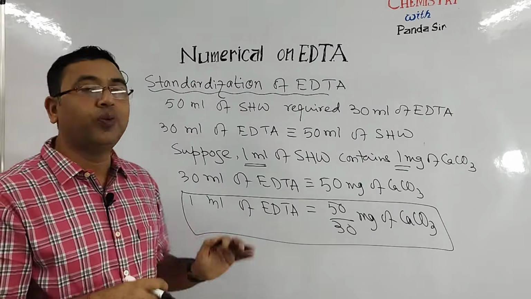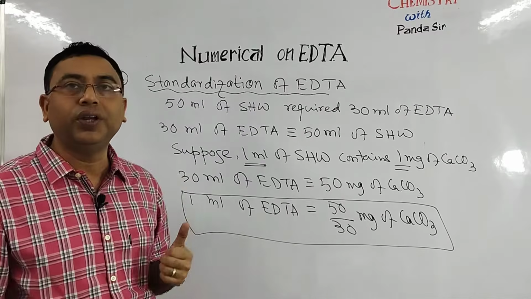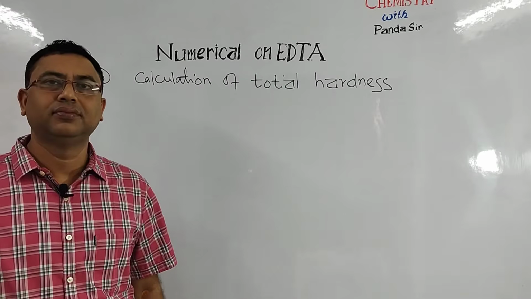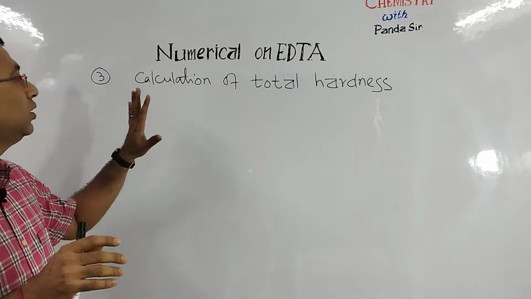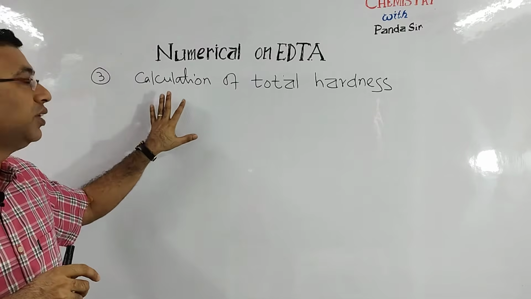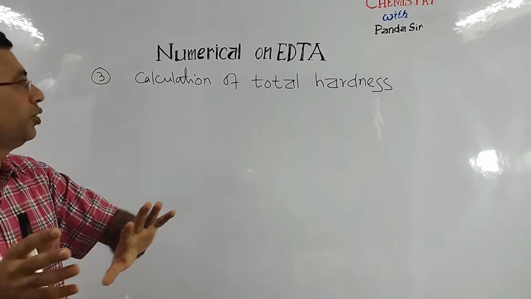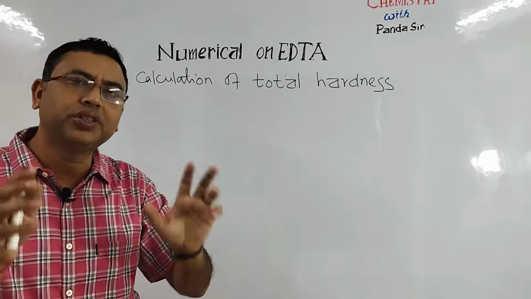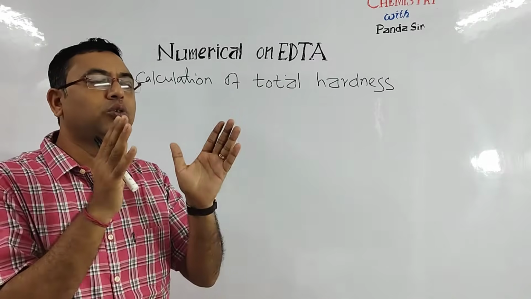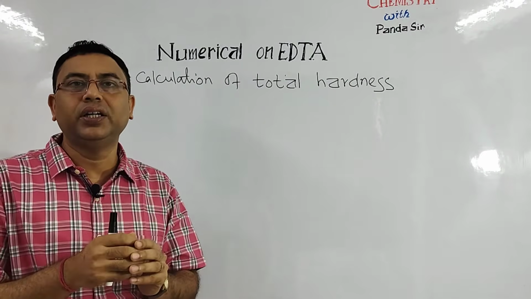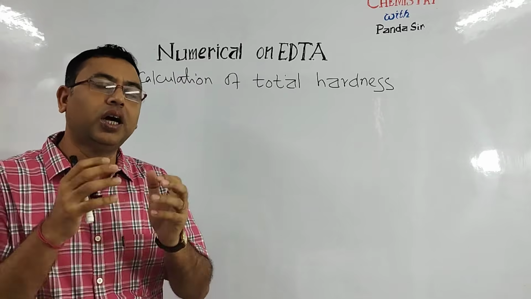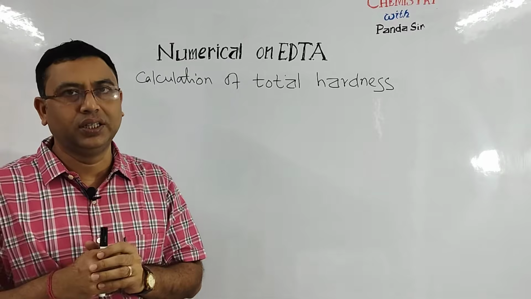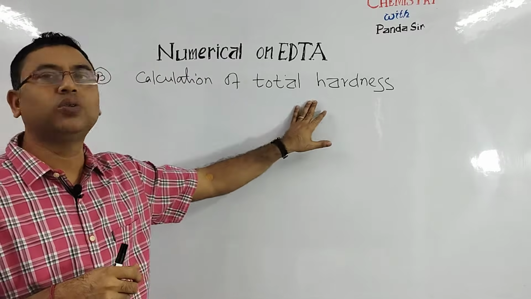Now we go to step number 3, the calculation of the total hardness. This is related to the answer of the numerical. Calculation of the total hardness is very simple. It is given how much normal hard water is required for the EDTA titration, or how much EDTA is required for the titration of the normal hard water. From there we can calculate the total hardness.